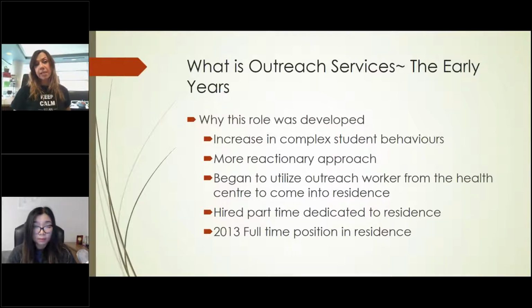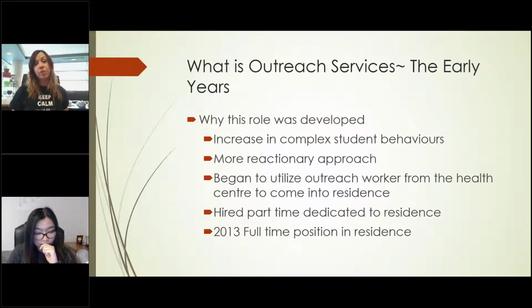They started utilizing an outreach worker that was stationed in the campus health center. So keep in mind that it's a doctor's office essentially, so it's much more of a medical model. We'll talk a little bit about that later. But there was an outreach worker working for the campus health center, located in the campus health center.